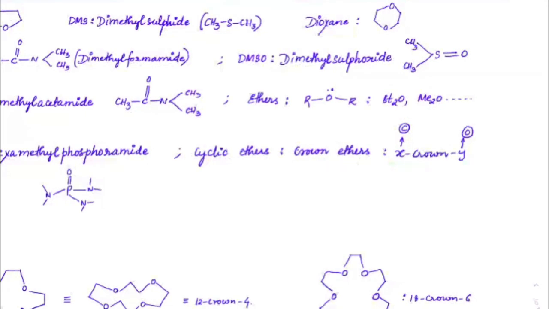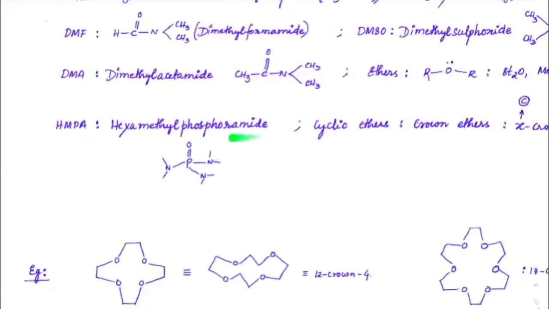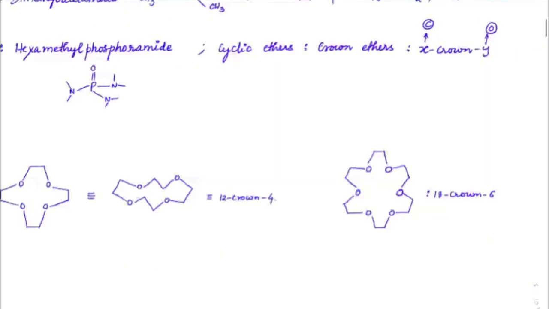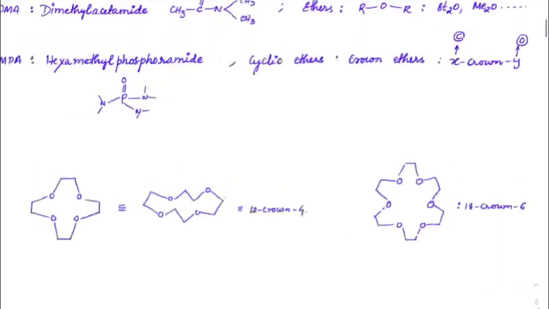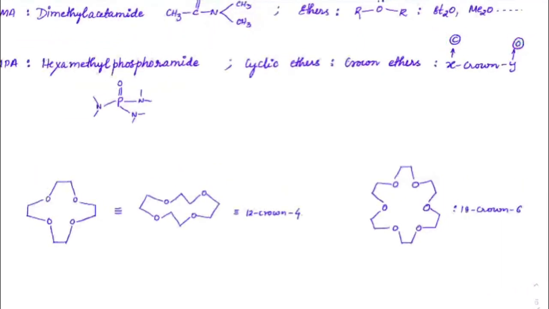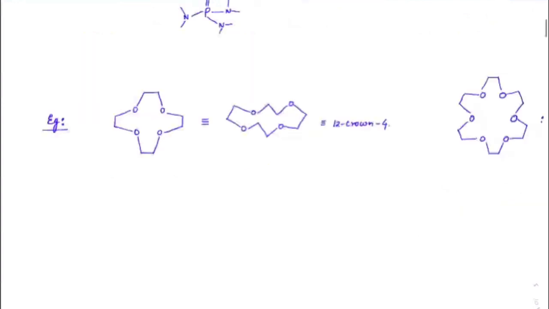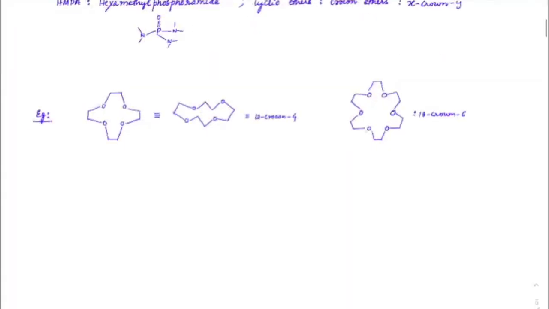We have cyclic ethers as well. We have HMPA, hexamethylphosphoramide, and there are a lot more aprotic solvents. These are sufficient for us. When we have crown ethers, normally we write them this way, X crown Y. X represents the number of atoms in the ring, and Y represents the number of oxygens. For example, if this is the structure, it can be written as 12 crown 4. So these are a few polar aprotic solvents. I think all of you got this point now, right?